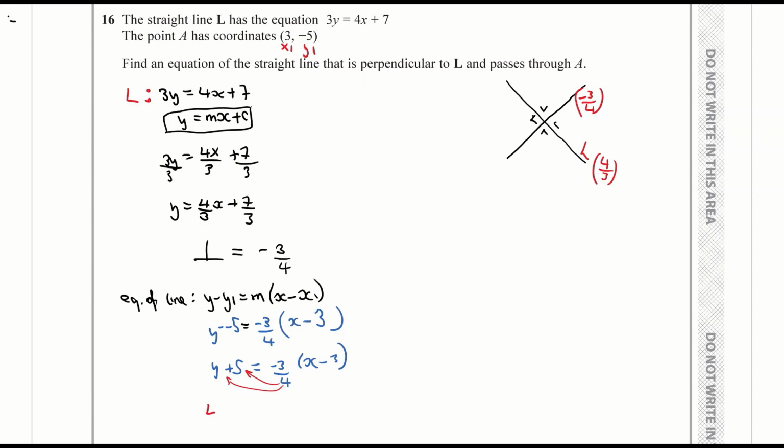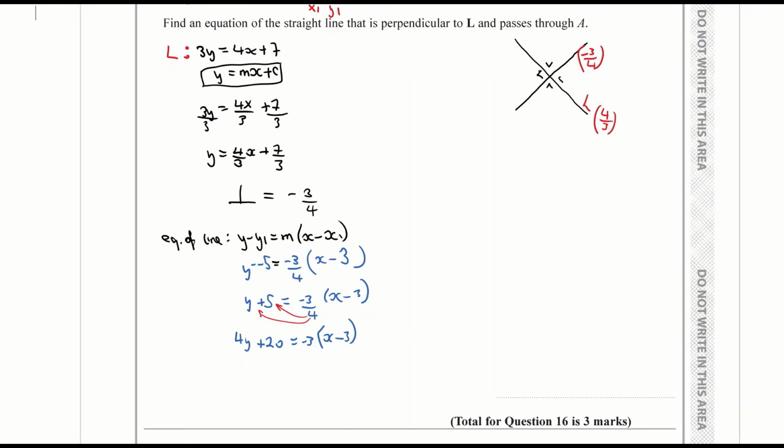So that gives you 4y plus 20 is equal to -3 times x minus 3. I'm going to multiply in that -3 now. And that is going to give me 4y plus 20 is equal to -3x plus 9, because minus by minus gives me plus. I'm going to subtract 20 from both sides. So that gives me 4y is equal to -3x plus 9 minus 20, which is 4y is equal to -3x minus 11.